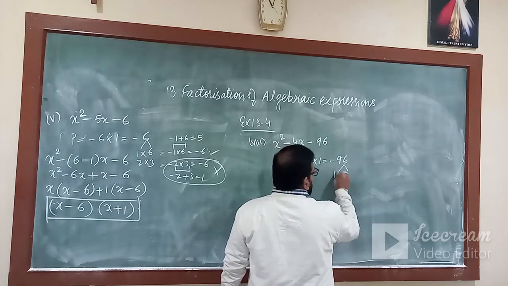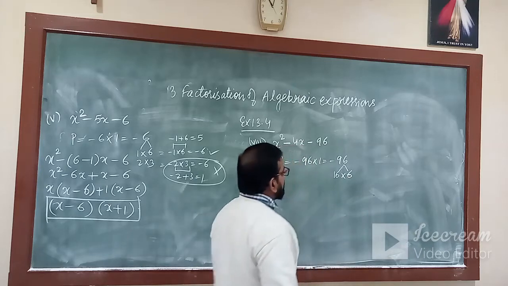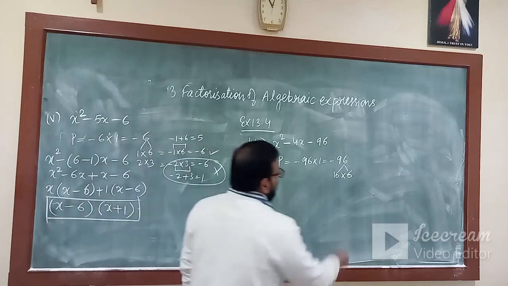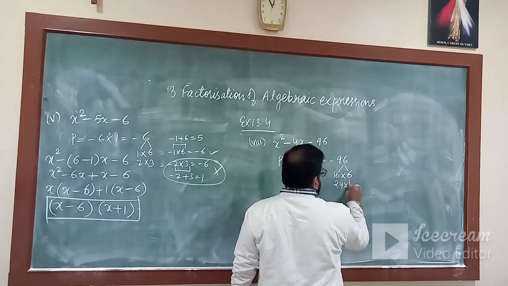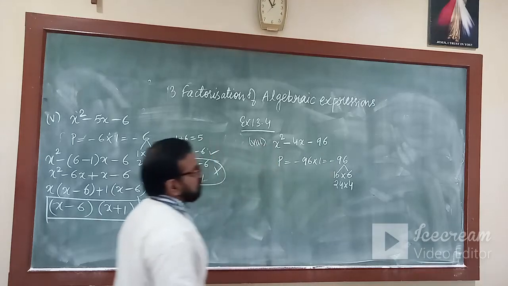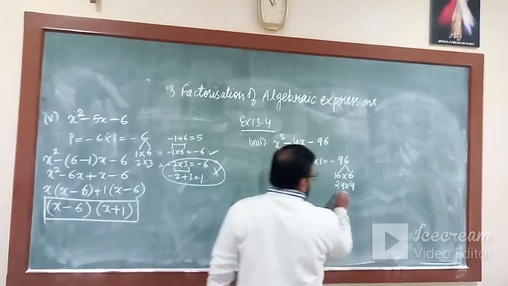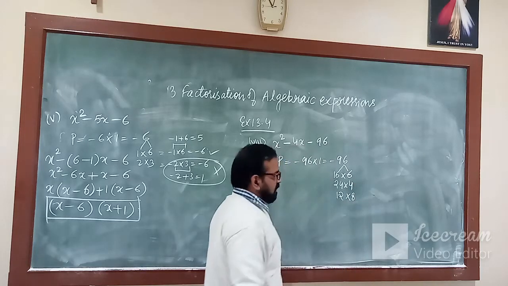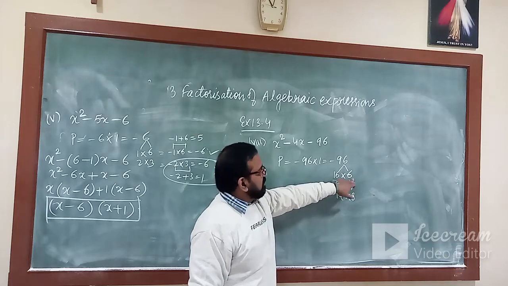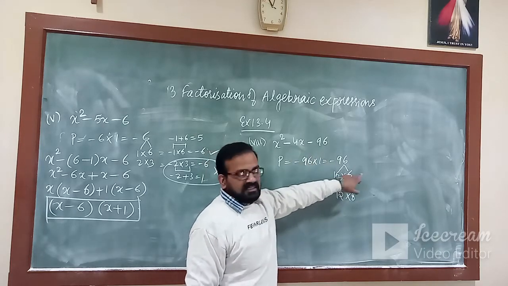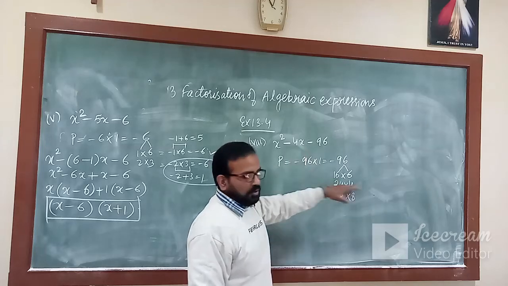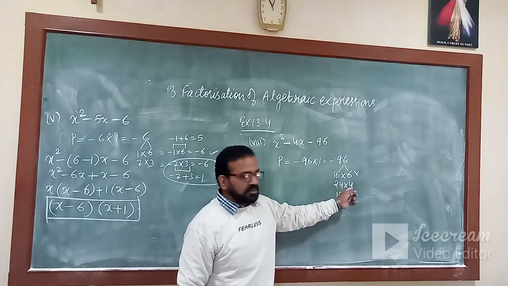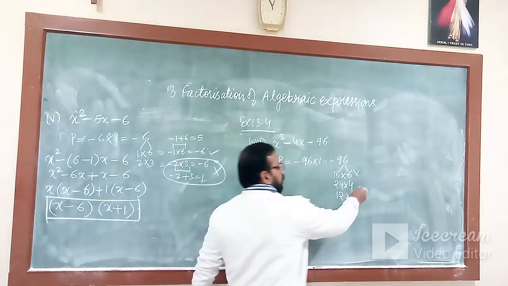So 16 into 6 is 96. Is it? Then 24 into 4 is again 96. Then 12 into 8 is also 96. So among these, and many more factors are there. So let's check. 16 plus 6 will give you 22. 16 minus 6 will give you 10. Not, you cannot. 24 plus 4 will give you 28. 24 minus 4 gives you 20. So it cannot be there.